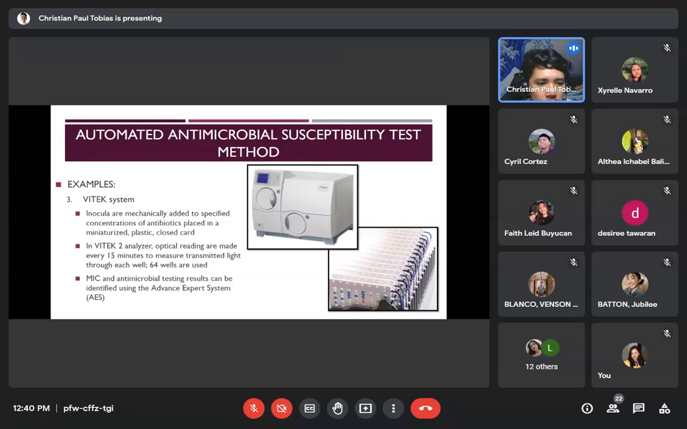Okay. Inocula are mechanically added to specified concentration of antibiotics. Placed in a miniaturized plastic closed card. Then, ipapakain mo na sa Vitec 2. Optical readings are made every 15 minutes to measure transmitted light through each well. So 64 wells are used. MIC and antimicrobial testing results can be identified using the advanced expert system in your Vitec systems.